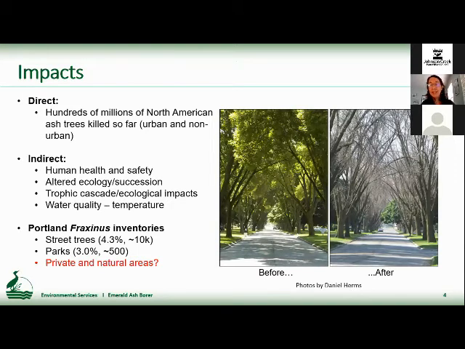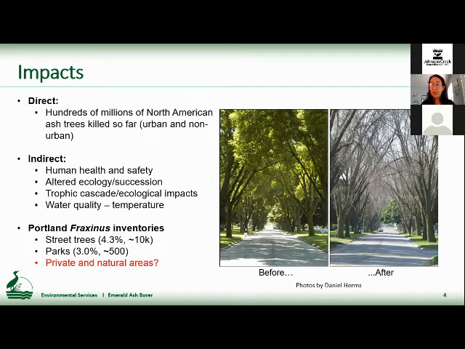So the impacts of this particular species, so far in North America, we've already seen hundreds of millions of ash trees killed so far in both urban and non-urban environments, as you can see in this photo example here. Beforehand, you had a nice, healthy, robust ash canopy. The emerald ash borer comes in and just completely decimates all of the trees in the location before it moves on to its next spot.